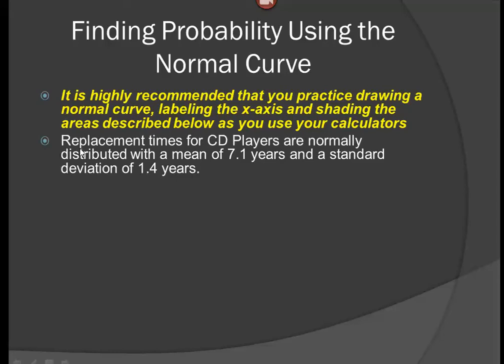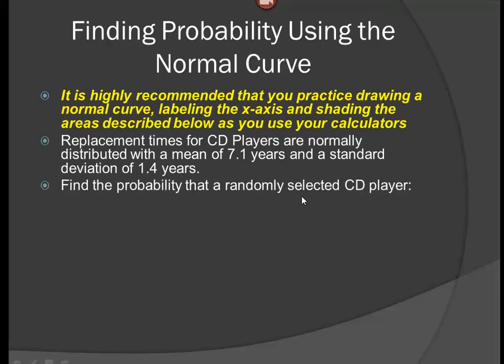So here's our data set. We're talking about replacement time for CD players, with a mean of 7.1 years and a standard deviation of 1.4. First thing we want to find is the probability that a randomly selected CD player will have a replacement time of less than 8 years. So draw a picture of this and see if you can calculate the probability that it would be less than 8 years. Pause if necessary.